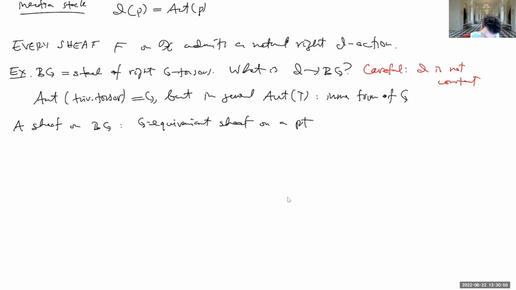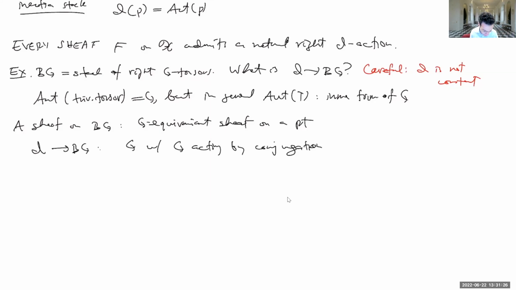So for example, I itself, the inertia stack, what is this? This is supposed to be some G equivariant sheaf on a point. This is G with G acting on itself with a conjugation action. For instance, if G is abelian and G acts trivially on itself, that does say that in that one case, the inertia is actually a constant sheaf.